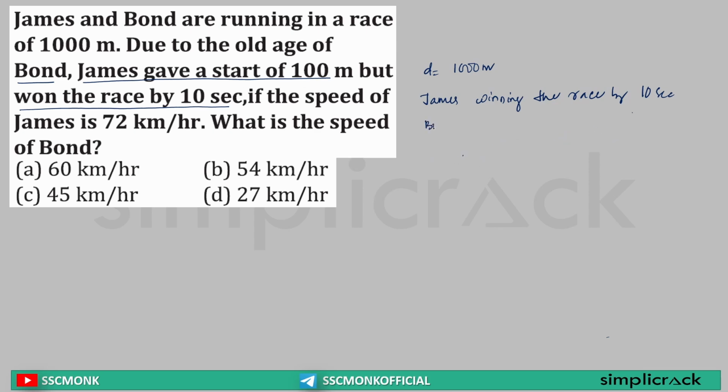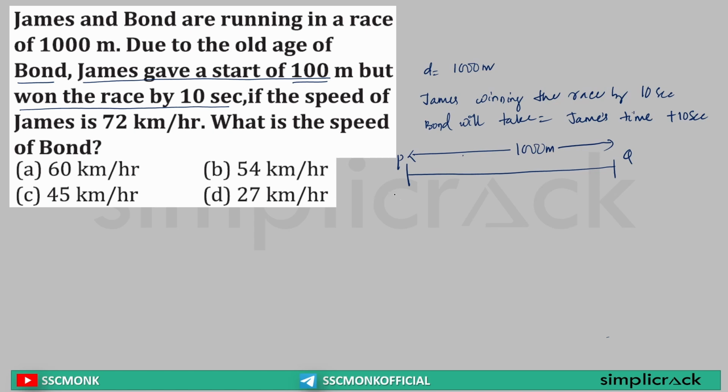That means Bond will take James' time plus 10 seconds to reach the destination. Yes or no? Now James is giving a head start of 100 meters. That means, for example, this is the race from P to Q. This is the distance of 1000 meters. James started from here. Bond has been given a 100 meter advantage. Bond is 100 meters ahead of James, and then they will start running towards the point that is Q.